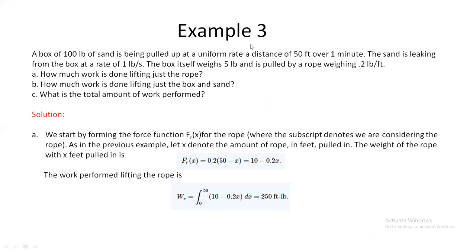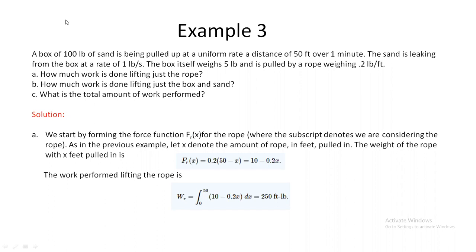Then the last requirement is what is the total amount of work performed. So in this case, you are to consider the work done in lifting the rope and the work done in lifting just the box and the sand. So you are to take the sum of the two. Okay, now we start with letter A.